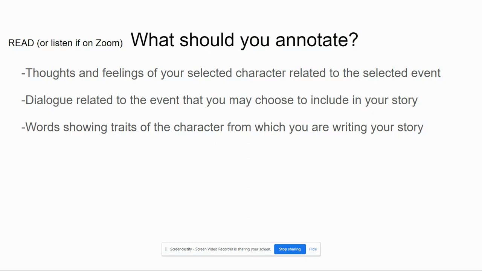You should look for things like the thoughts and feelings of the character you selected to write about, and only the thoughts and feelings of your character that are related to that event that you're going to use in your story. You should also look for dialogue related to the event that you chose to use in your story, and look for words showing the trait of the character that you're writing from that point of view so that you know to stay in character.